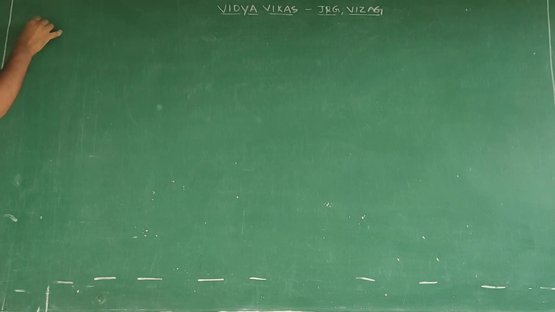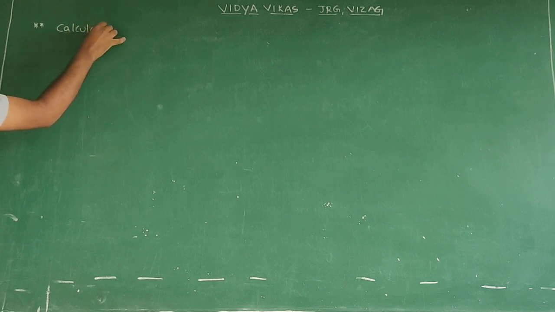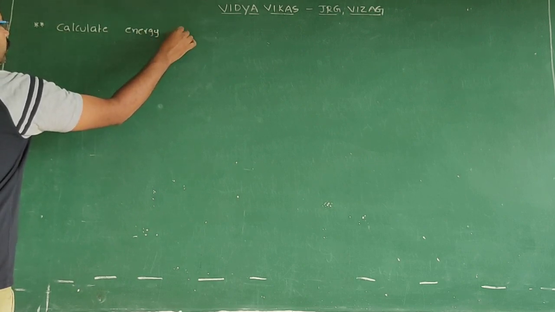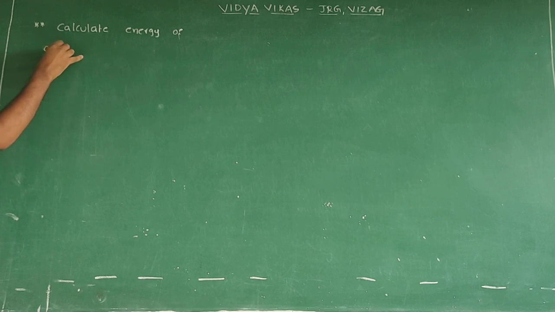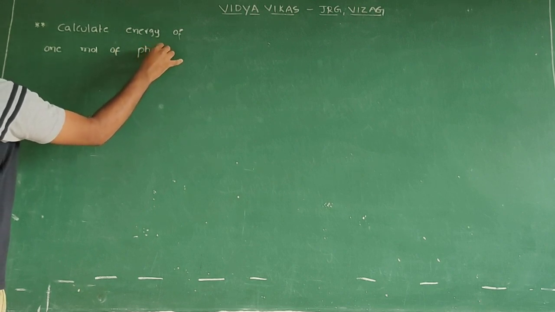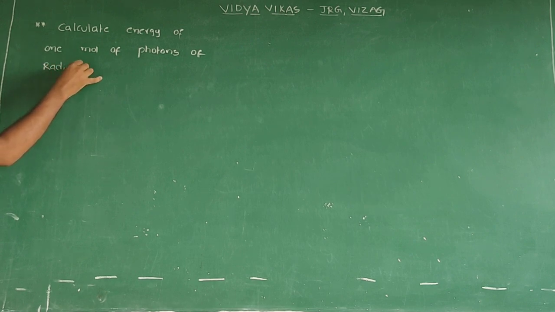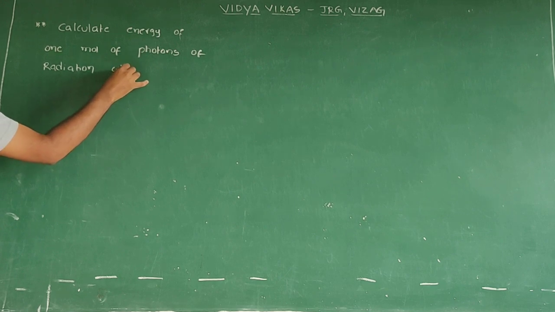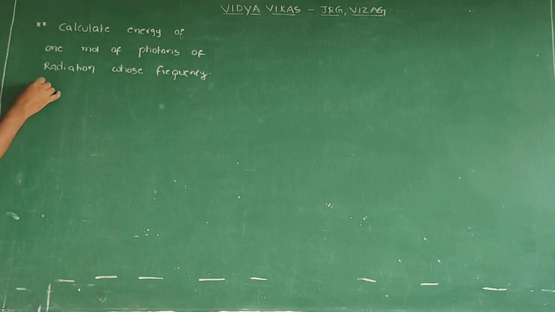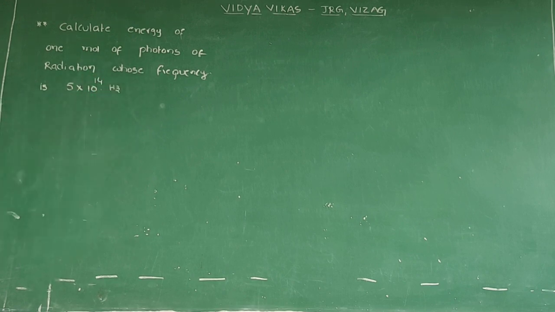Now let me write the first problem. Calculate the energy of 1 mole of photons of radiation whose frequency is 5 into 10 power 14 Hz.